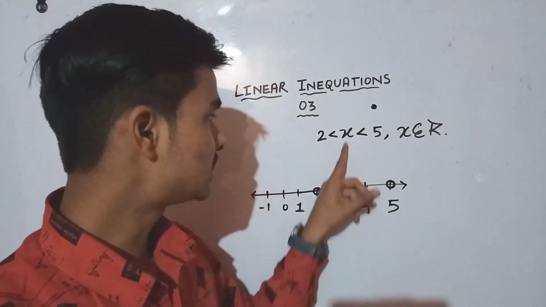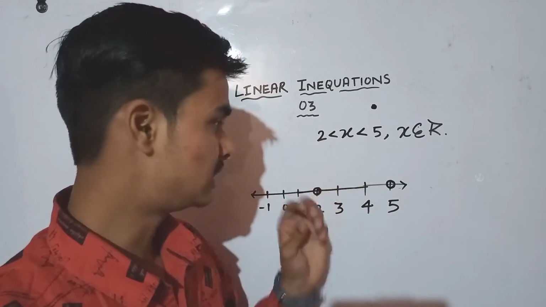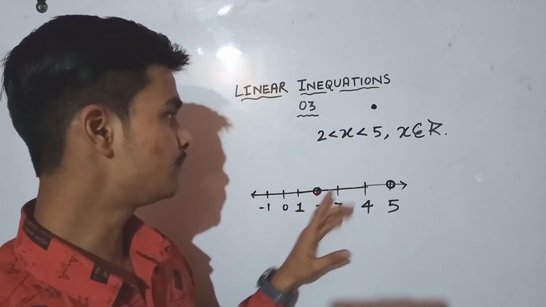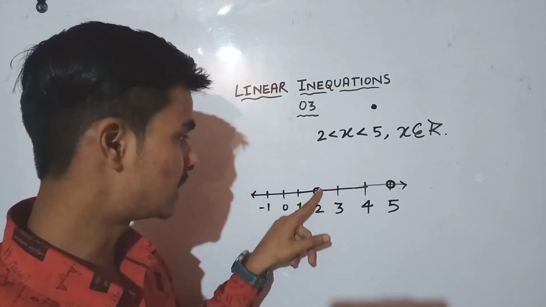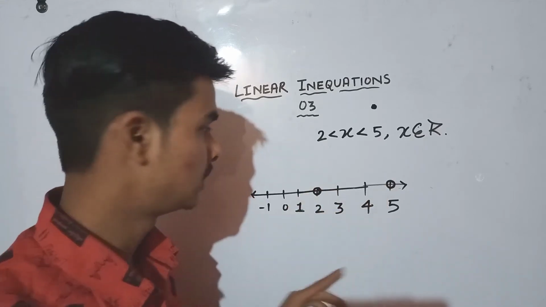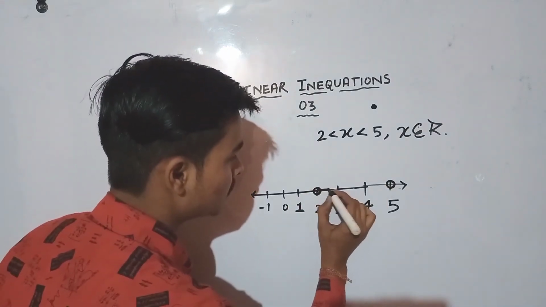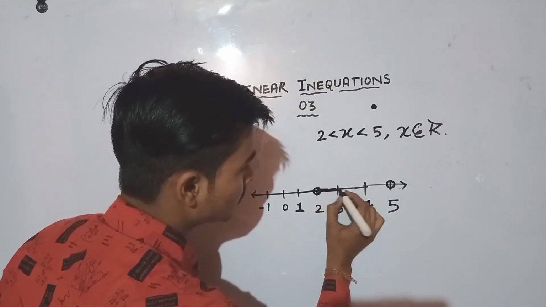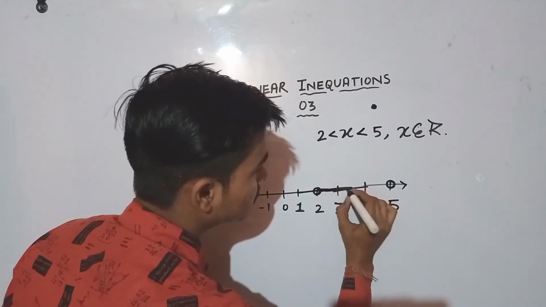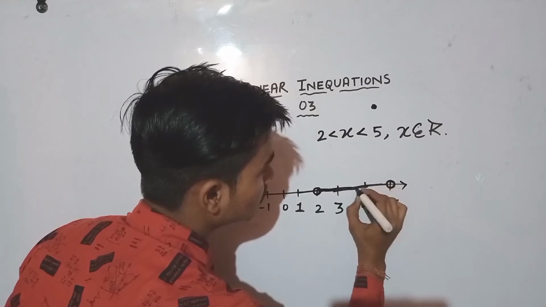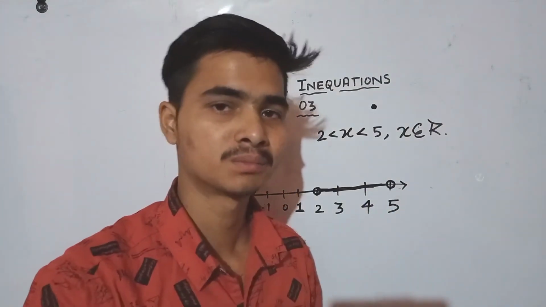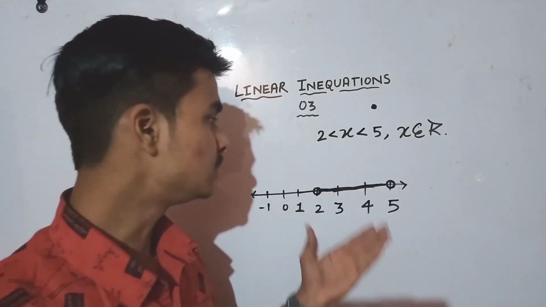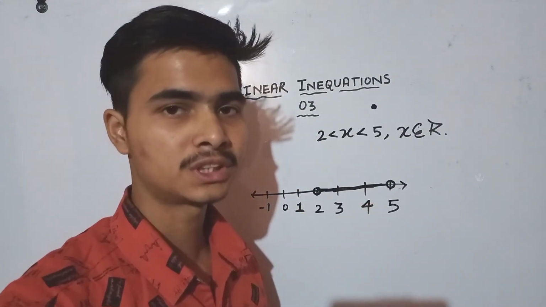Because it's not that x is greater than 2 means x will go till only 3. It will extend to some point values also, so that's why we are making circles. Now just make this line a little bit thicker, just like this, and that's it. That's all you need to do for this question.